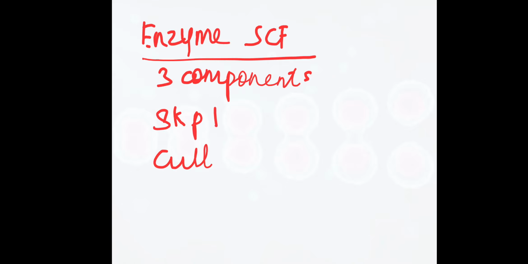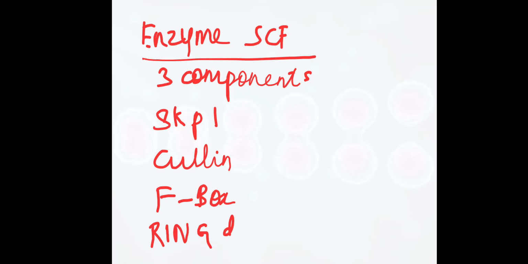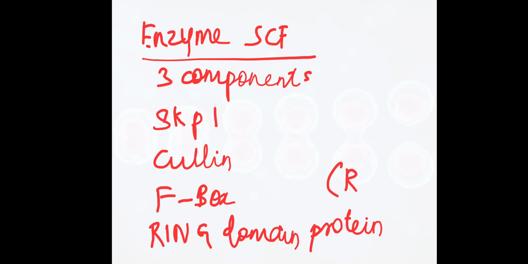So this enzyme SCF has 3 components or 3 parts, that is SKP1, Cullin, F box, and there is another domain, the ring domain. They also contain a ring domain protein. This ring domain protein is RBX1. So what is enzyme SCF?